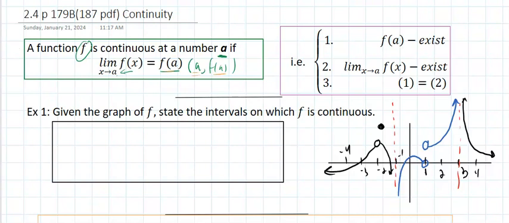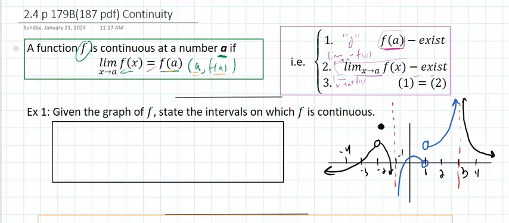Well, three things must happen for a function to be continuous at a point a. One, f of a must exist, and again this is the y value. The limit must exist. That means the limit as x approaches a from the left of f of x must equal the limit as x approaches a from the right of f of x. And the third thing, whatever this is must equal that limit, and that's what this definition is saying.